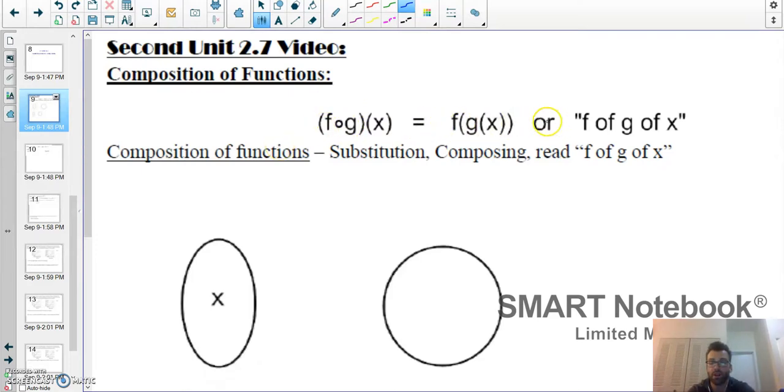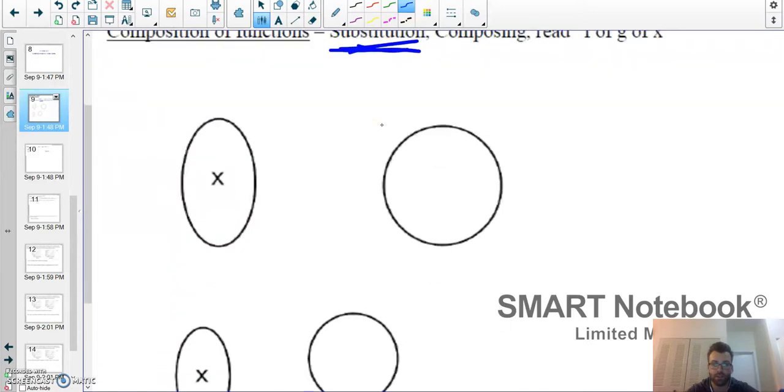f of g of x. That's how that is written. Think about this as kind of some substitution. I'm substituting g of x in for x in f of x. I'm taking g of x and plugging it in for x in f of x. Think of it as substitution, or composing functions. Read f of g of x.